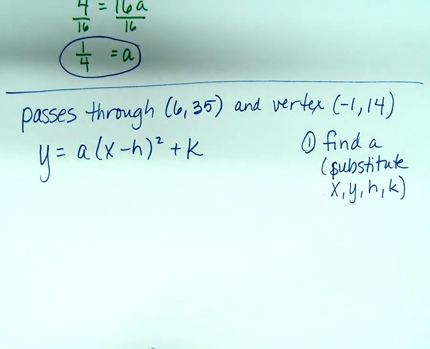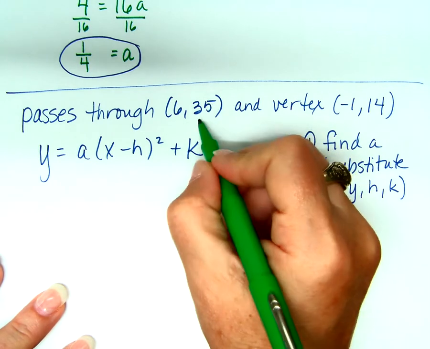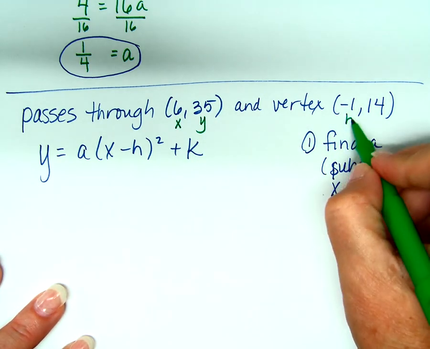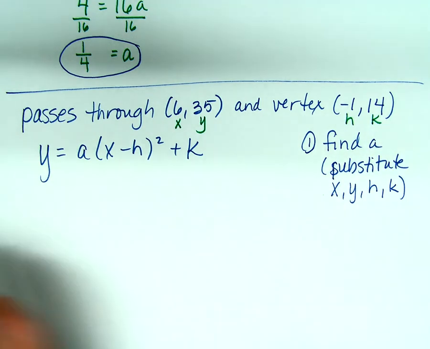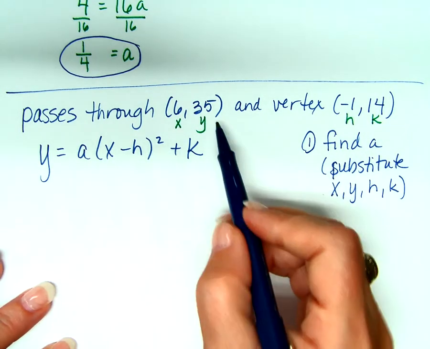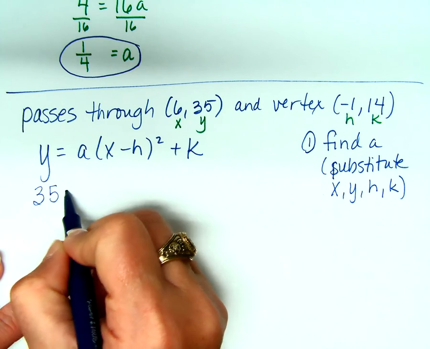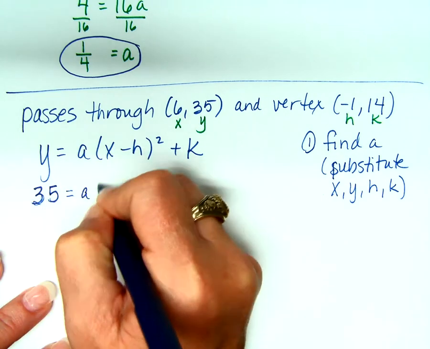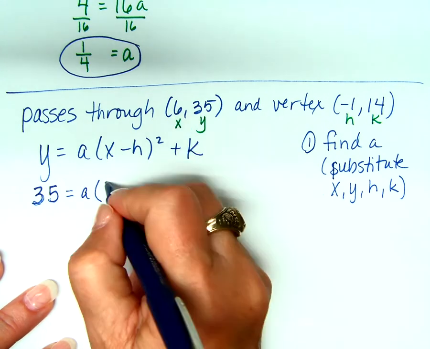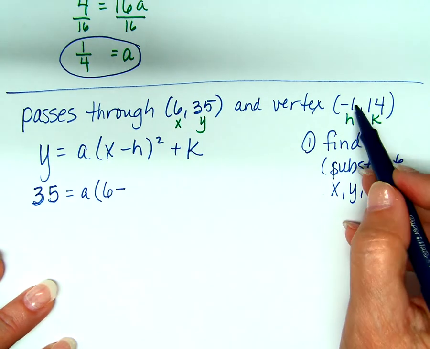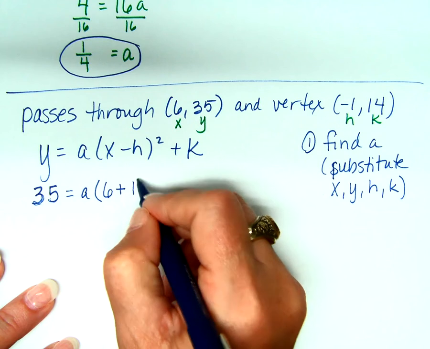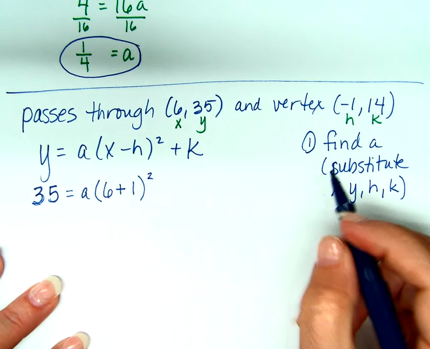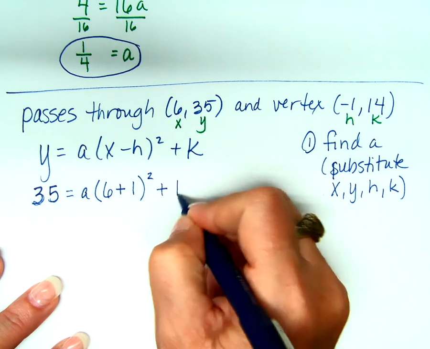Do I know x, y, h, and k? What's what? Y is 35, so this is x, 6 is x, and the vertex is what? H and k, right? Okay, so let's substitute in what we know. Y is 35. A? Oh, that's what I'm looking for, right? And what's x? 6 minus h? Ooh, 6 plus 1, right? 6 minus a -1 would be 6 plus 1 squared, and then plus k. So plus 14.